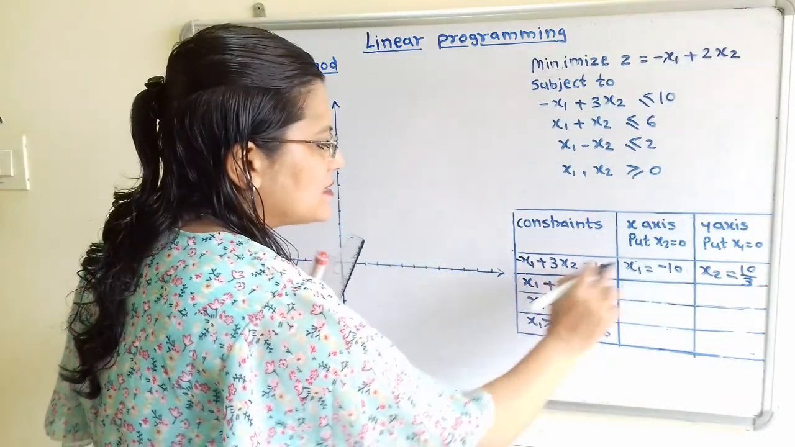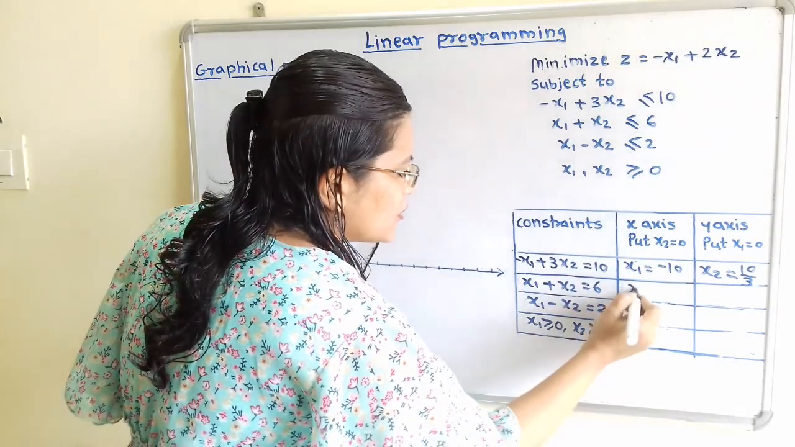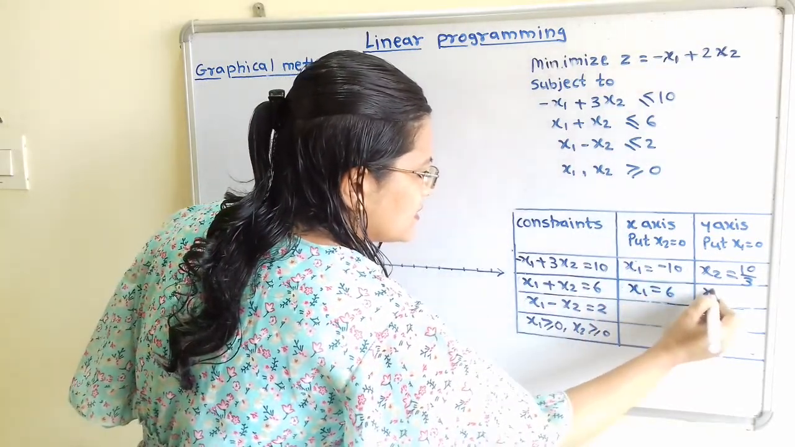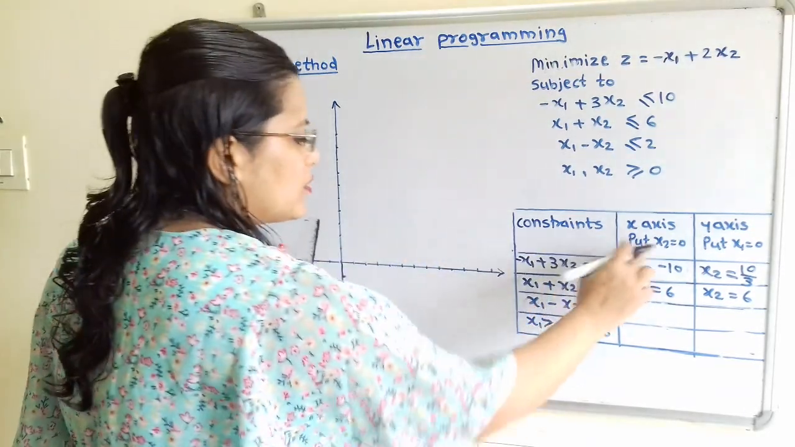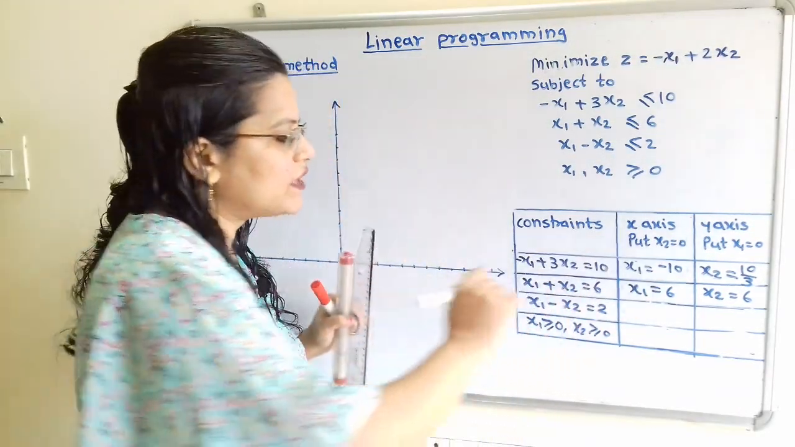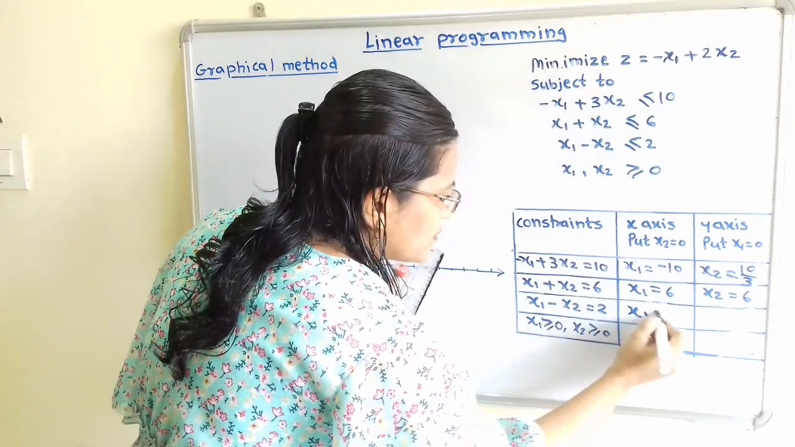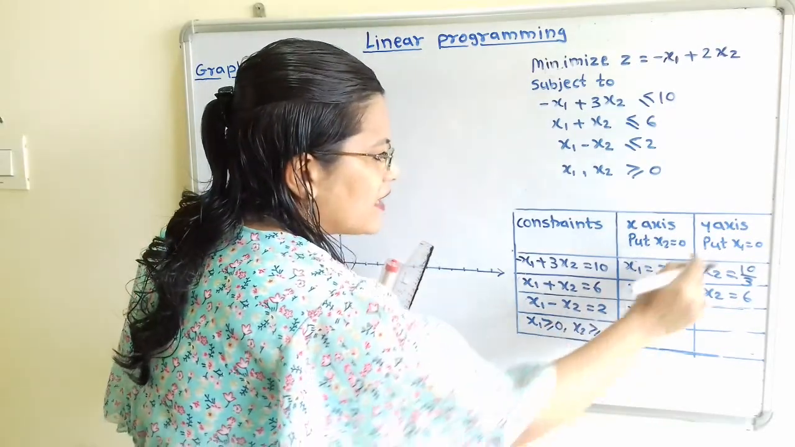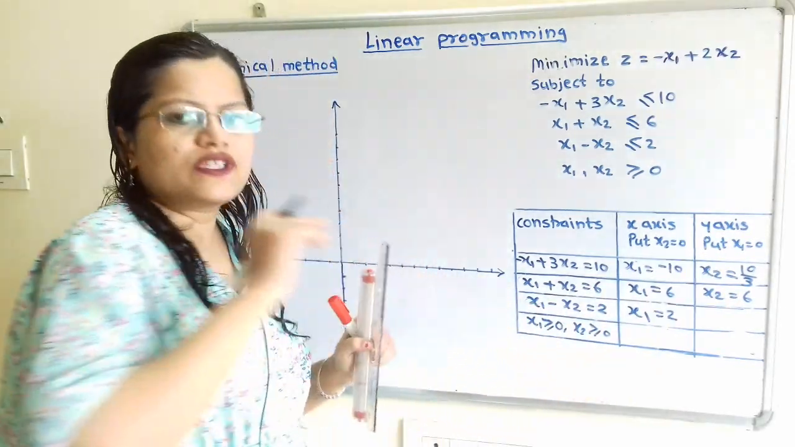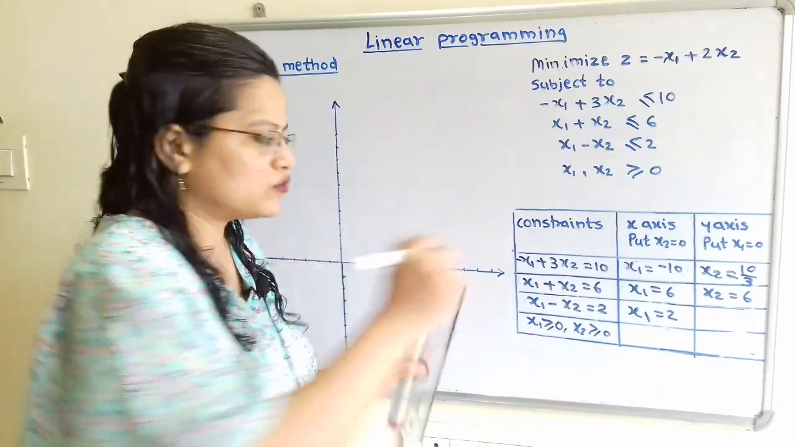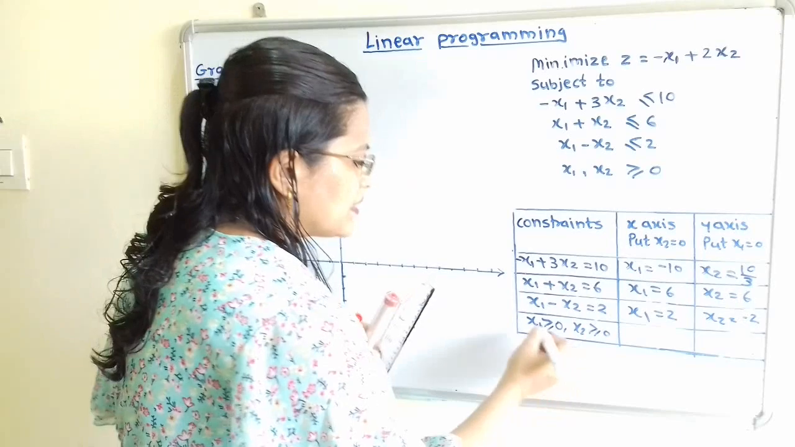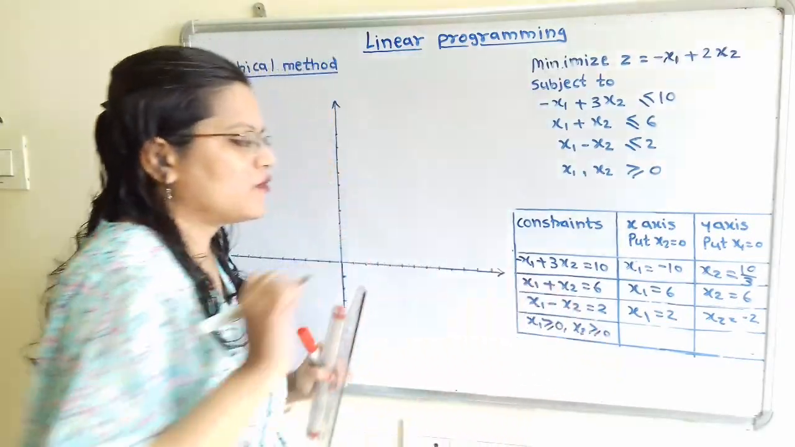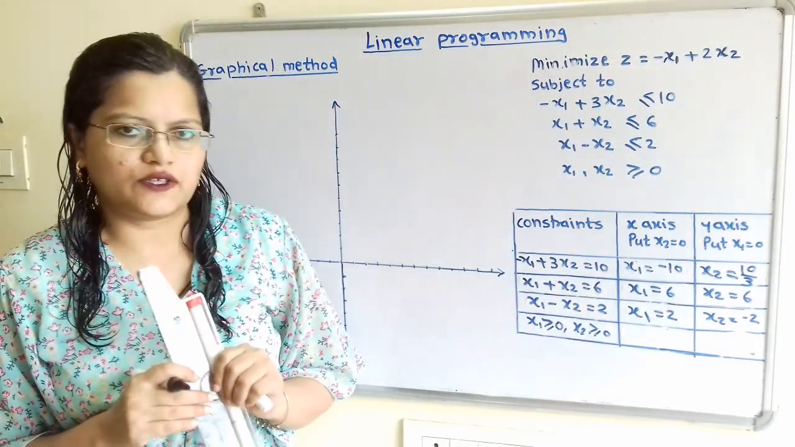Then we will move to the next. When we put x2 is equal to 0, x1 is equal to 6, and when x1 is equal to 0, x2 is equal to 6. Then here when we put x2 is equal to 0, we get x1 is equal to 2, and when we put x1 is equal to 0, then here minus x2 is equal to 2. So x2 is equal to minus 2. Then x1 is greater than 0 and x2 is greater than 0.